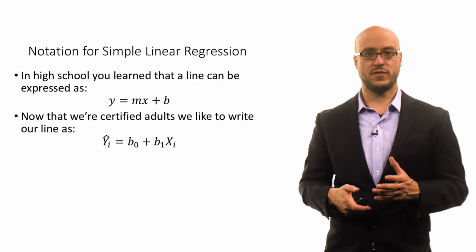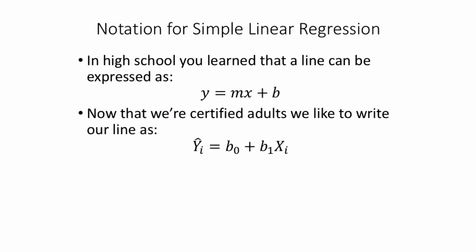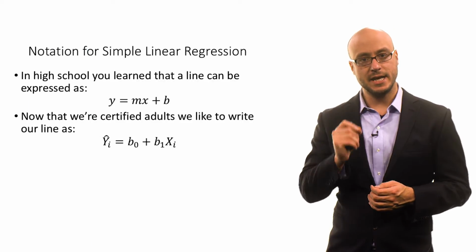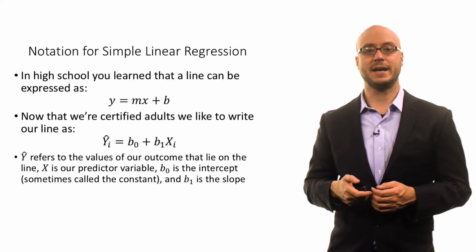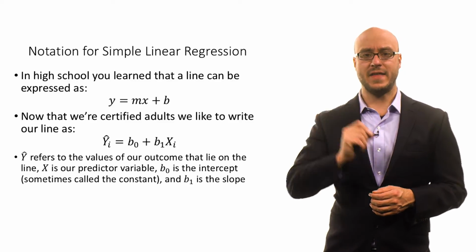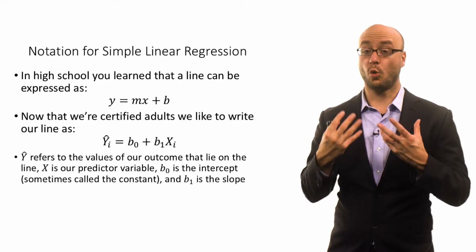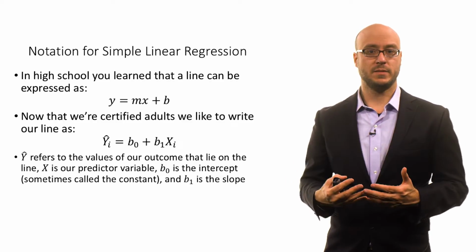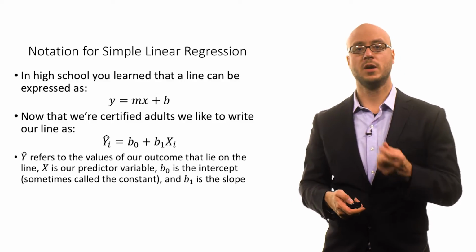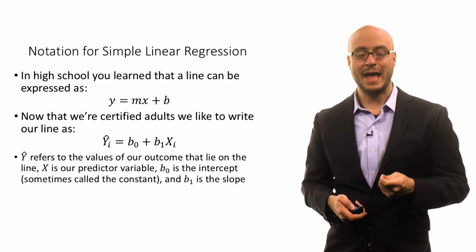But of course, now that we're certified adults, we express the line in this way. This is using notation for a sample and using notation that is common in statistics and related fields. We say y hat, the predicted values of y, equals some intercept plus some slope times x for a sample. Y hat simply refers to the values of our outcome that lie on that line. X is some predictor or input variable. B subscript 0 is the intercept, otherwise known as a constant, and B1 is the slope related to x.